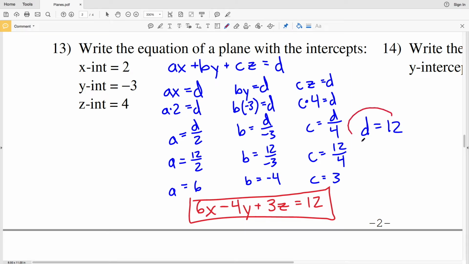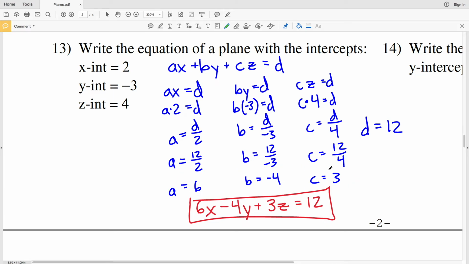And we could have chosen a different value for d, finding another multiple, however that equation still would have simplified down to 6x minus 4y plus 3z equals 12. So finding the least common multiple of all those intercepts at the start will make writing that equation for the plane easier. So again, what I did is I found a common multiple, the least common multiple, between those intercepts and set that equal to d, and then once I plugged that value in, I found each of the coefficients given our intercepts.